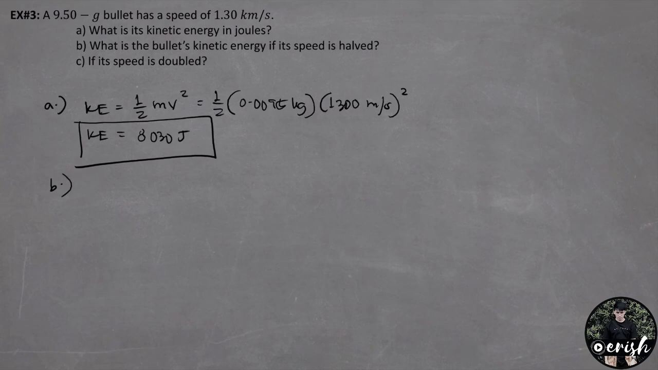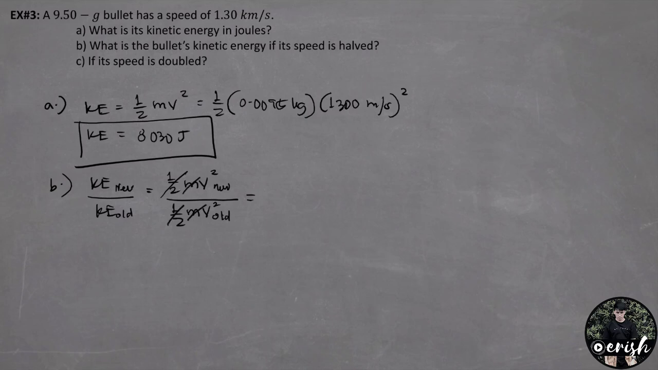For letter B, again, we use a ratio to predict the new kinetic energy when the speed is only half. So we have kinetic energy new divided by kinetic energy old, 1/2 times the mass times the new velocity square, divided by 1/2 times mass times the old velocity square. So the 1/2 and the mass cancel, and what remains is the new velocity and the old velocity. And again, the speed is half, so half of the original speed. Therefore, we have here 1/2 of the old speed quantity square over the old speed square.